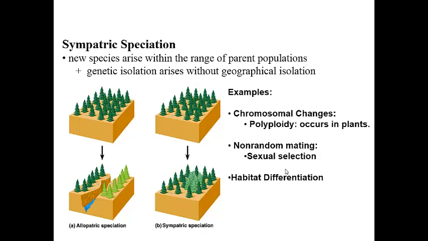Sympatric speciation is when any factor other than a geographic barrier separates two populations. It happens much less often than allopatric speciation. One example of sympatric speciation is when chromosomal changes take place. This doesn't happen often in animals. It happens primarily in plants.